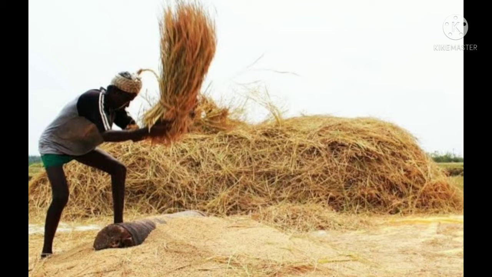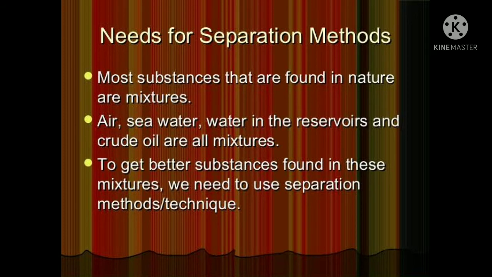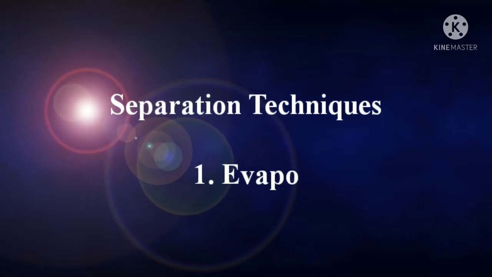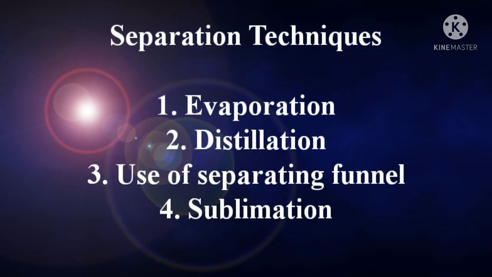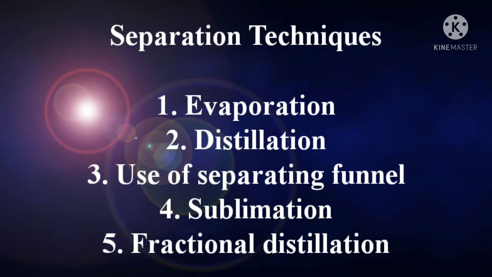Now, what is the need for separation methods? Most substances found in nature are mixtures. Air, sea water, water in the reservoirs and crude oil are all mixtures, and to get the useful substances found in these mixtures, we need a separation method or technique. There are a few separation techniques. What were they? Evaporation, distillation, use of a separating funnel, sublimation and fractional distillation. These are used to separate the undesirable substance from the mixture.